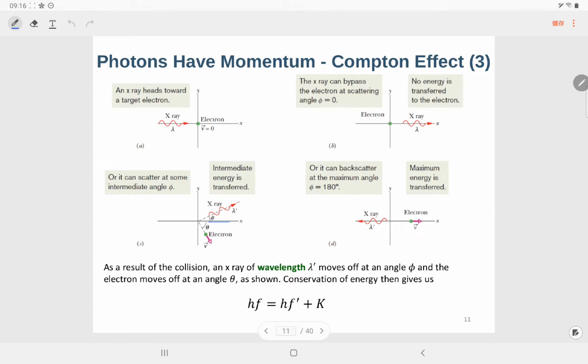To do some calculation. In this case, if phi is 180 degrees, which means this angle is phi, actually this X-ray is directly reflected, going this way and then going back. So this phi is 180 degrees, and which means that the electron should go this way.